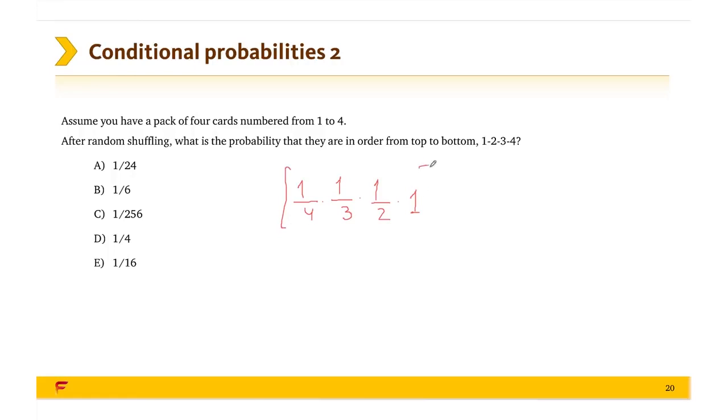So the product of these 4 numbers is 1/24. So this is our desired probability.